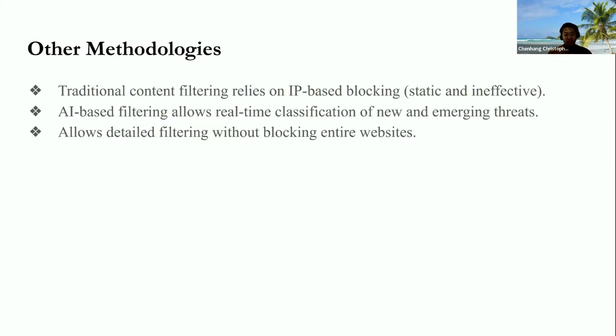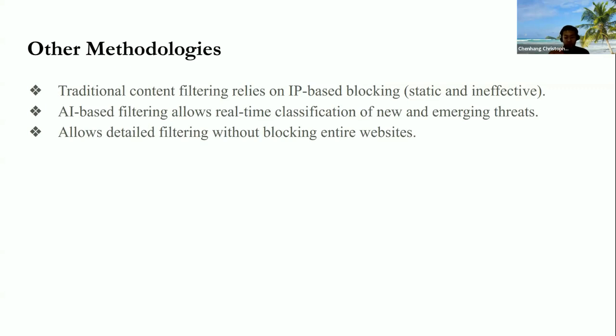Traditional content filtering methods rely on IP-based blocking, which quickly becomes outdated and is ineffective for dynamic websites like social media. In contrast, AI-based filtering allows for real-time classification as content appears. Unlike many existing solutions that only alert parents after the fact, our system proactively removes inappropriate content before a child sees it. And while many content filtering systems focus on only blocking text or images, our approach handles both.